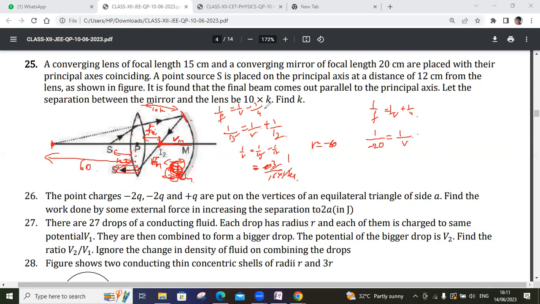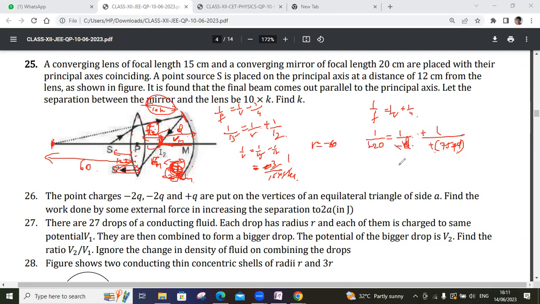And its object distance will be how much? For this mirror, this is object. And how much is that distance? 60 plus this focal length is 15, 75. 75 plus this is V. If you take this distance as some D, then V will be minus D. And this will be minus of 75 plus D. And if you find D, then 15 plus this D will be 10K. Right? K we will get. So now if you solve this, what will you get?